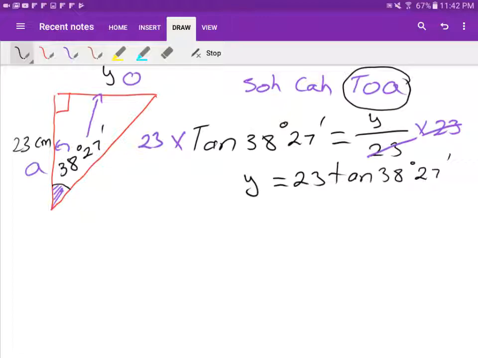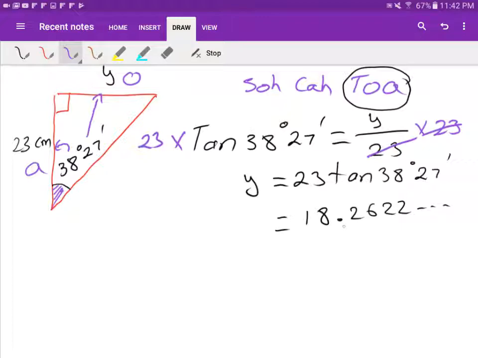If you type that in your calculator, you should get 18.2622 and so on. Now let's say I want to give my answer to one decimal place. Remember, one decimal place is one number after the decimal point.